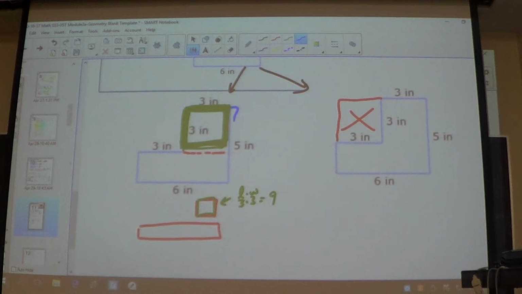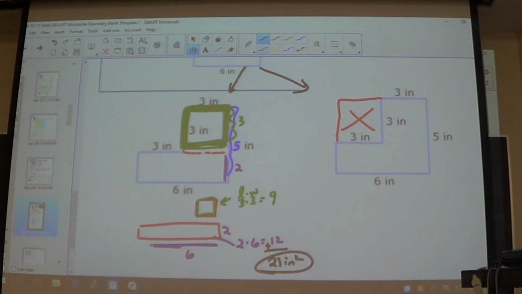So we just said that the whole thing is 5, and this piece is 3, which means this piece has to be 2. So it is a 2 by 6. So 2 times 6 is 12. So we have 9 from the chimney plus 12 from the house is 21. That's gluing it. Now let's do it the other way.